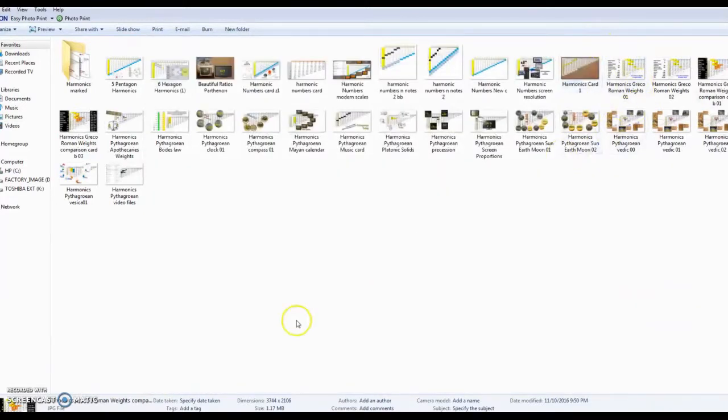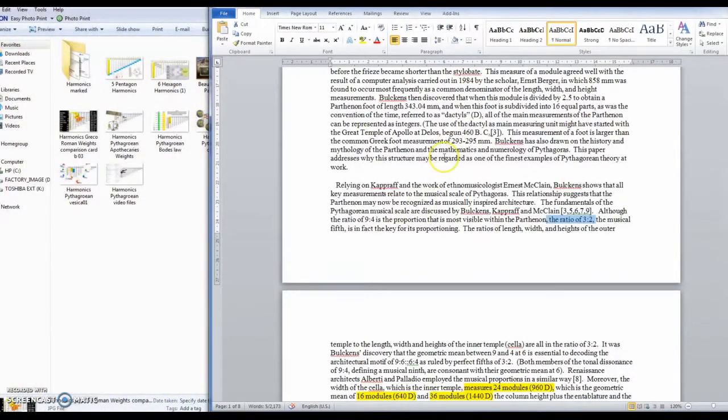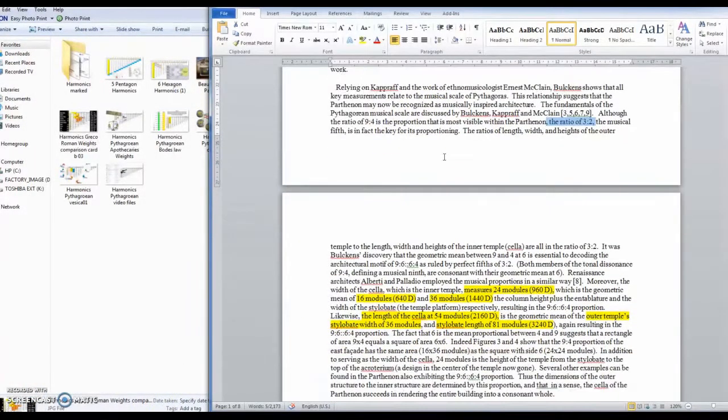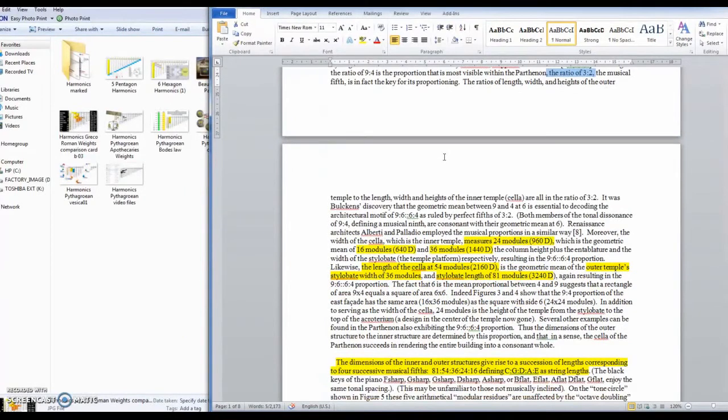Now back to the paper. It's an interesting read. Again, you can search for the link, but she's talking about 9:6 and the 9:4, and how this corresponds to 9:6, ultimately bringing us to perfect fifths of 3:2. And music was at the core of the Pythagorean schools at the time.